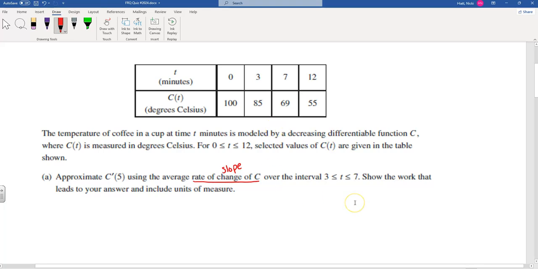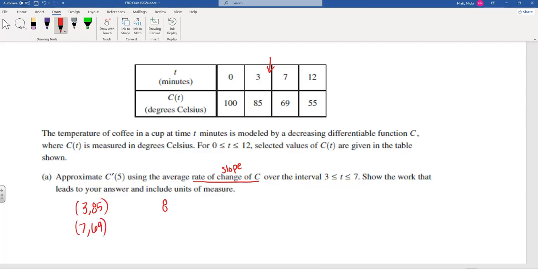Okay? So you're estimating C prime of 5. That's right here between 3 and 7. Use the points closest. So you are just going to do 80. You've got the point 3, 85 and 7, 69. So we'll have 85 minus 69 over 3 minus 7, or 69 minus 85 over 7 minus 3, either one.